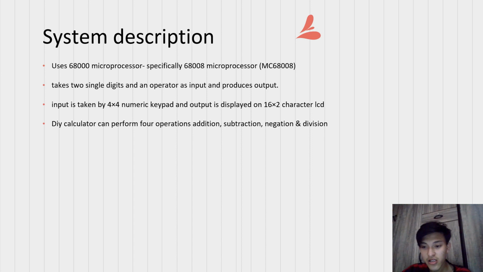In this calculator, input is taken by a 4x4 numeric keypad, and output is displayed on a 16x2 character LCD. So in this calculator, we have two main components, which are the numeric keypad and the character LCD. This calculator can perform four operations, which are addition, subtraction, multiplication, and division.